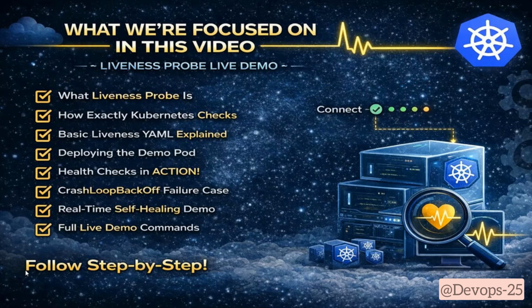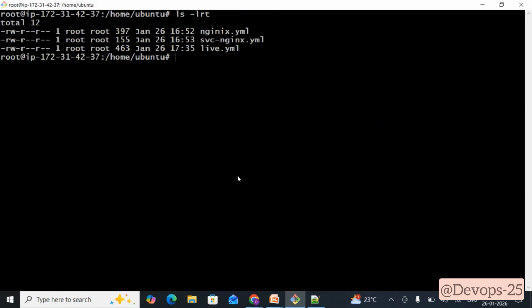Before we jump into the live demo, we need to understand one more thing, which is called initialDelaySeconds. This is the critical part because most applications need some time to bring up that service or application. If Kubernetes checks too early, the app fails, even though it is starting normally. So let's see the live demo now.